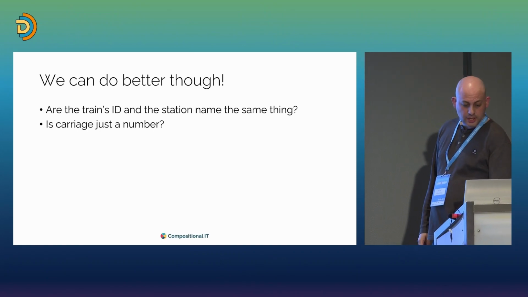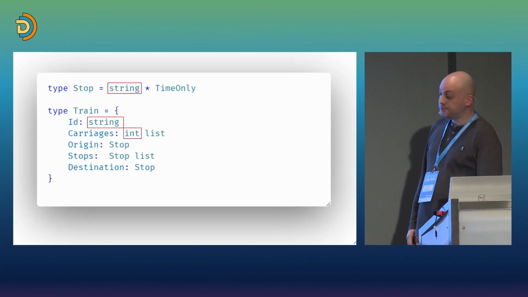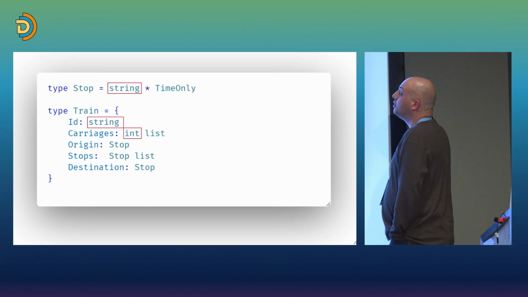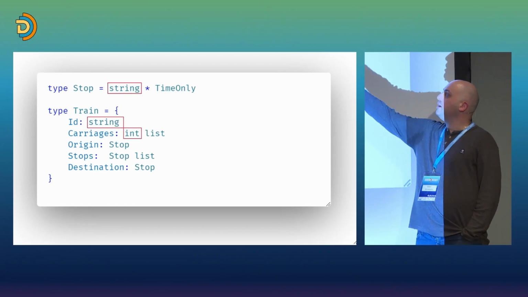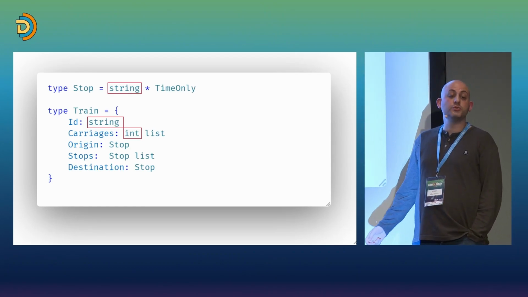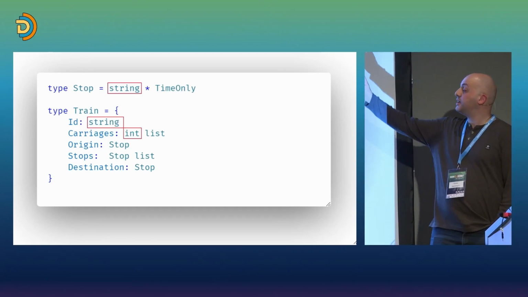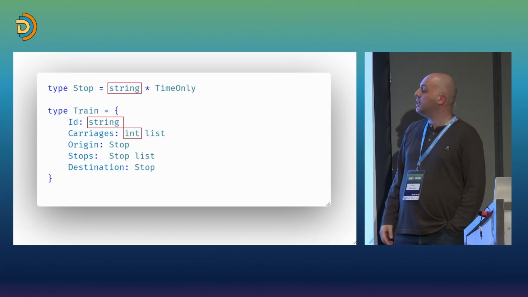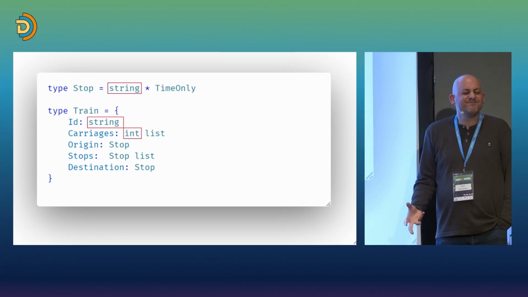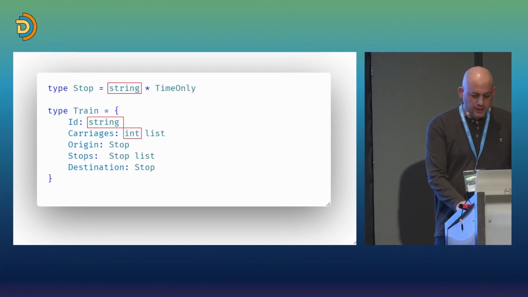If I go back to the previous model, what we started with, we've got an ID, which is a string, and we've got a station name, which is also a string. But they're not really the same thing, are they? According to the type system, they're both the same. Carriages is just a list of numbers. Yeah, doesn't really do it for me.